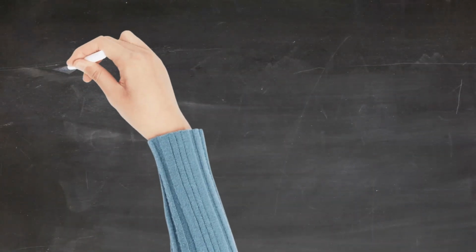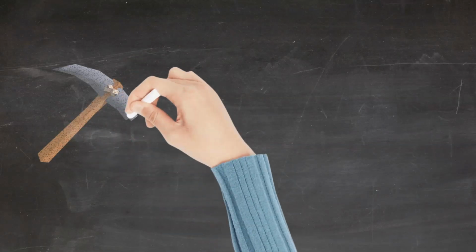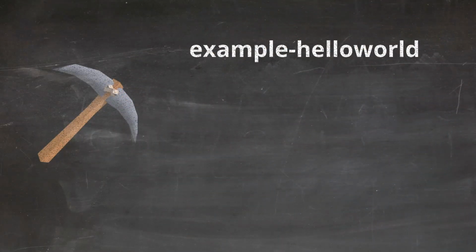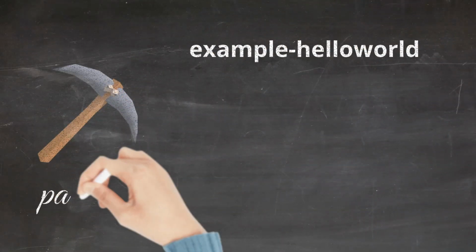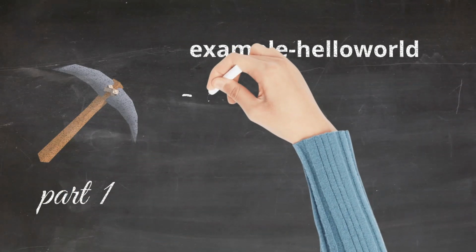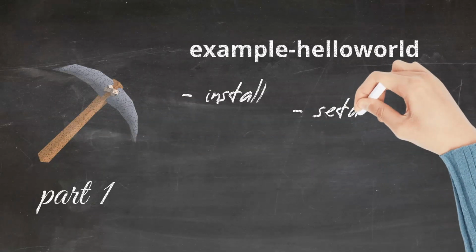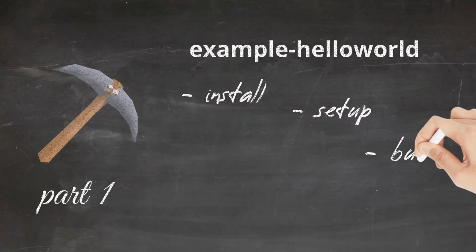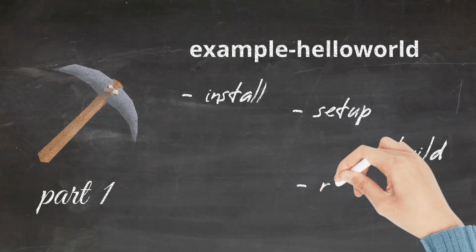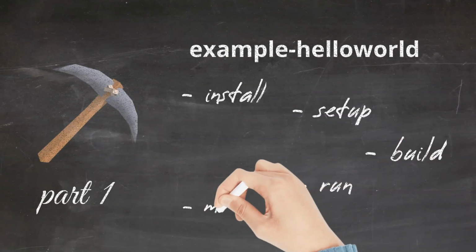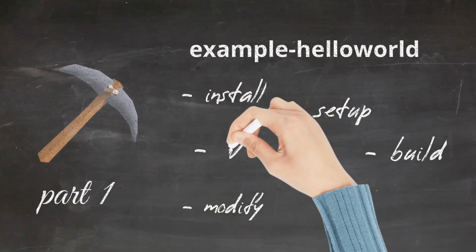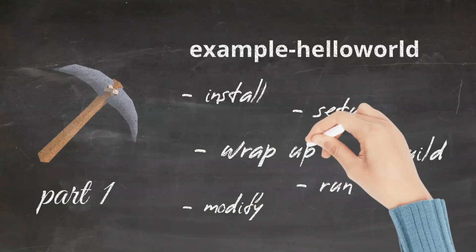More specifically, in this video we'll be taking a deeper look into Solana's example-helloworld repository in GitHub, showing you how to correctly install the node package, set up your local Solana cluster, build both your Rust or C-based project, then run it, modify it to make your own, and finally wrap up on how to close everything down.